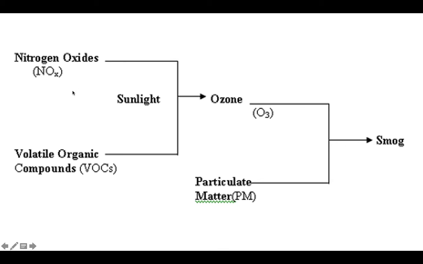Sunlight, NOx, and VOCs. Well, we can't really alter the amount of sunlight, so to speak, but we do have impacts on the amount of nitrogen oxides and volatile organic compounds. So what factors affect these three things?